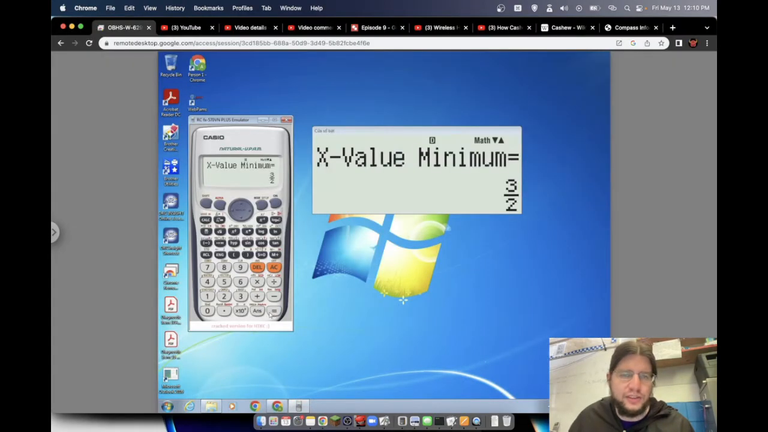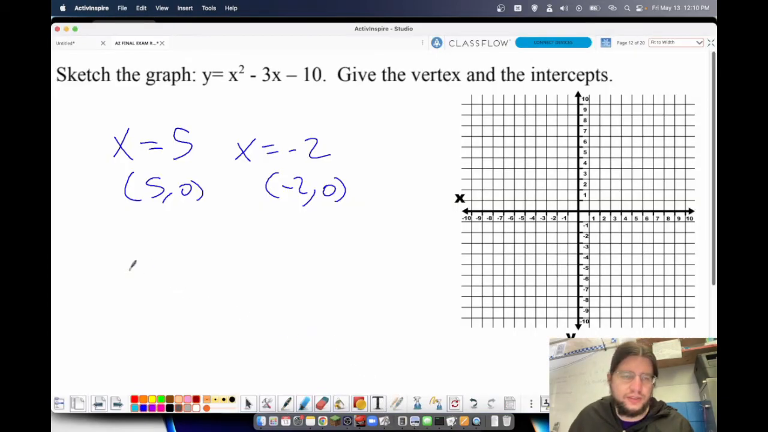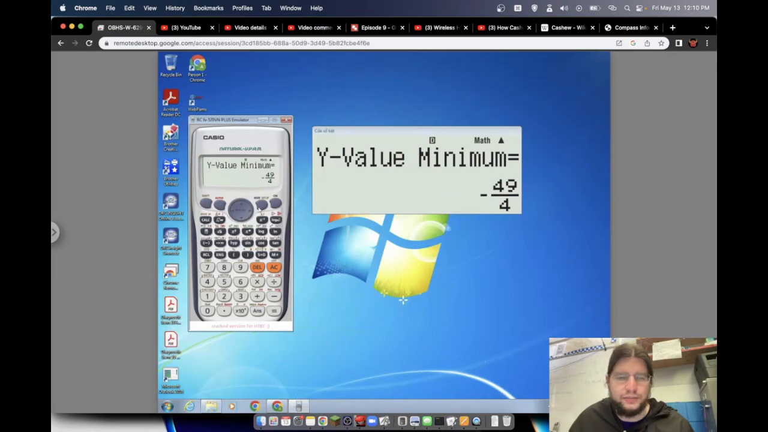The next thing it gives us is also important. 3 halves, -49 fourths. That is our vertex. Now we definitely need to look at that as decimals instead of fractions. For -49 fourths, I have no idea what that is. Well, yeah, it's like 12 and a bit.